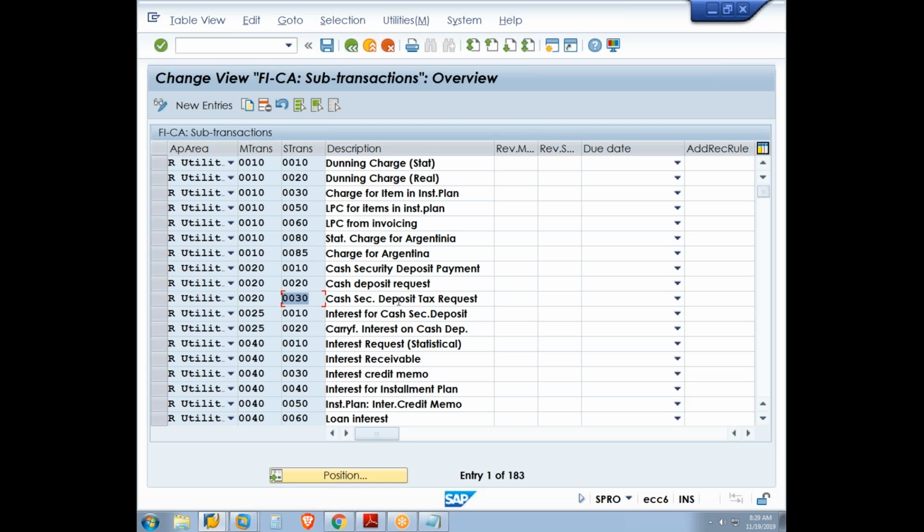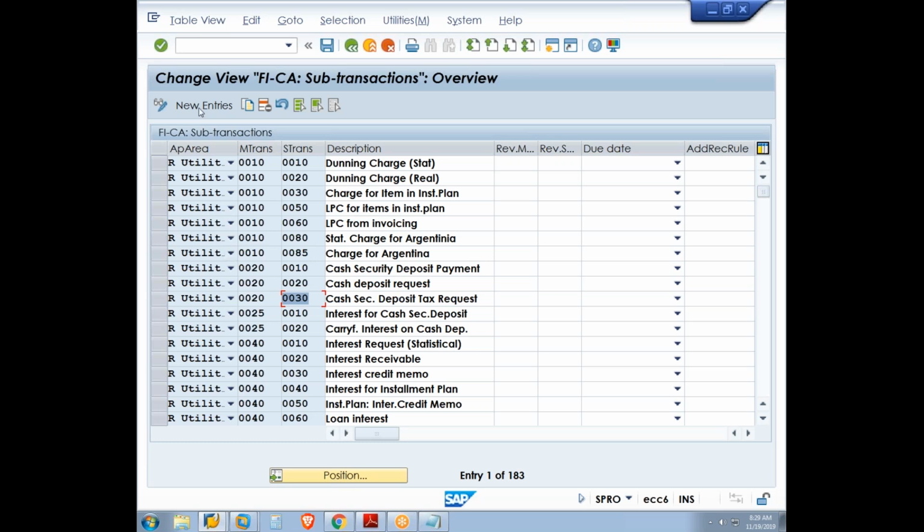That means the security deposit is a 20 main transaction, in which the possible line items can be a request, a payment entry, or a request for the tax itself. So each sub transaction will have a line item, and for main transaction and sub transaction, you can maintain the account determination.